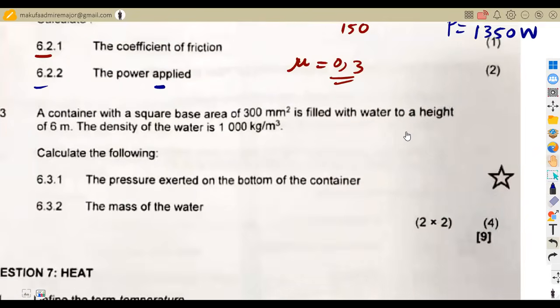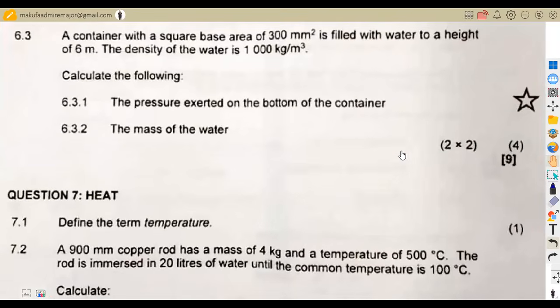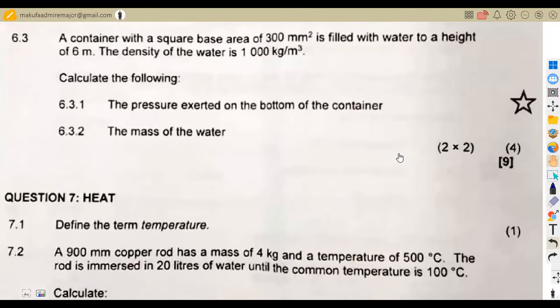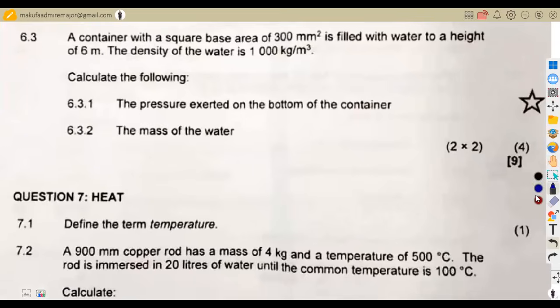All right, then we are given a container with a square base. So this is a container which has a square base, which means we are referring to a square. We are given its area in this case: the square base is 300 square millimeters.